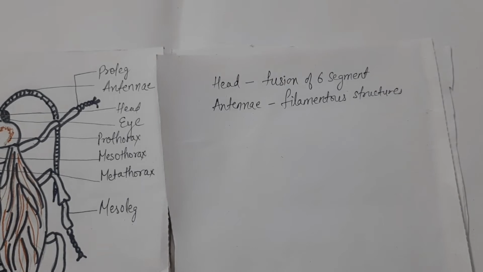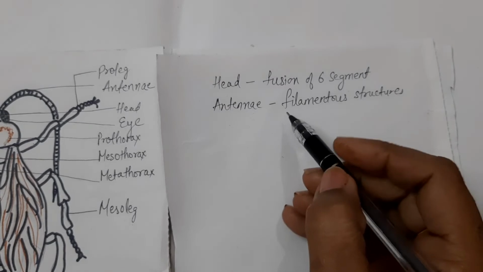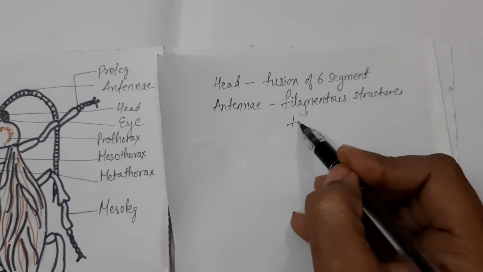Filamentous structures, and they can move in any of the directions. They are tactile, they are sensitive to touch as well as to smell. So this is the organ which is sensitive to touch and smell.